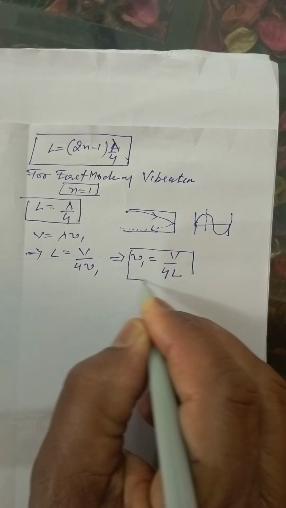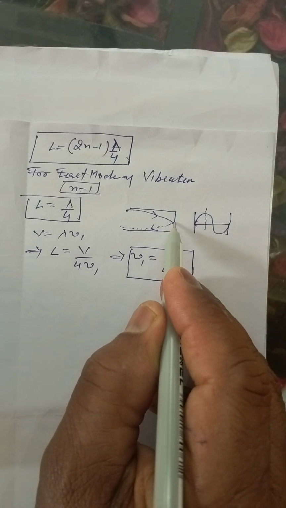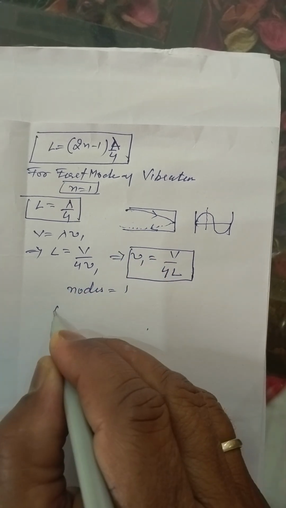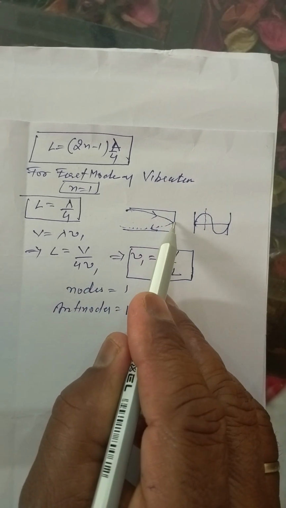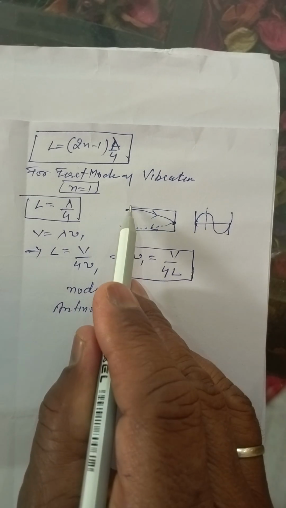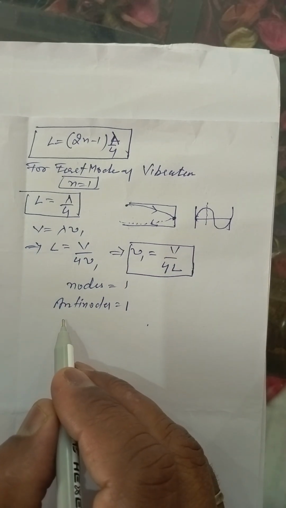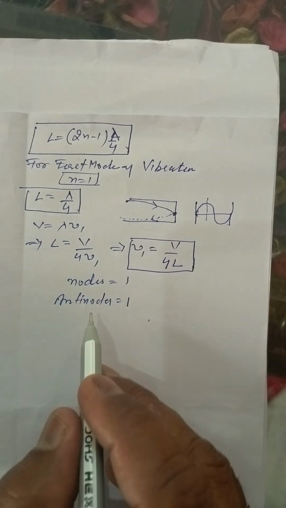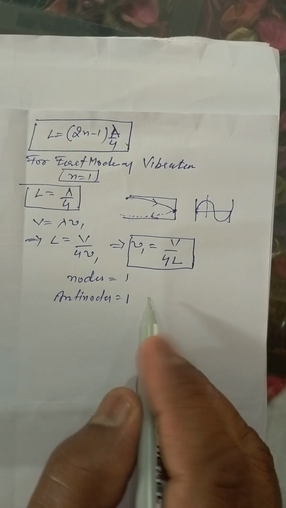This is the first mode of vibration, and it is clear that here this is a node and this is an antinode. So nodes are equal to 1 and antinodes are equal to 1. What are nodes? Nodes are the points on the wave at which the displacement is minimum, that is 0, and the antinodes are the positions at which the displacement is maximum or amplitude is maximum. So we have only one, and in this only one. So this is the first mode of vibration, also called the fundamental frequency or first harmonic.